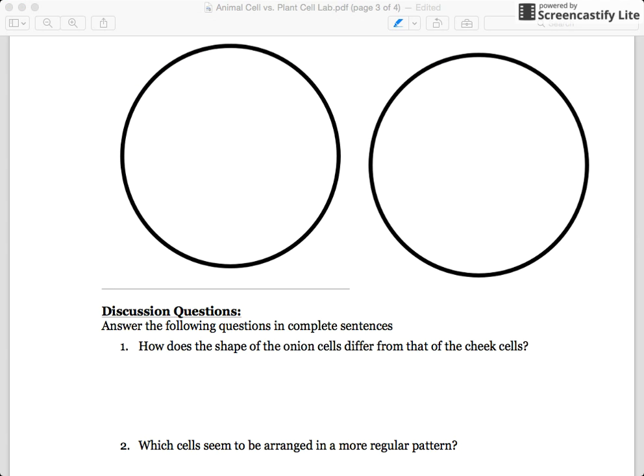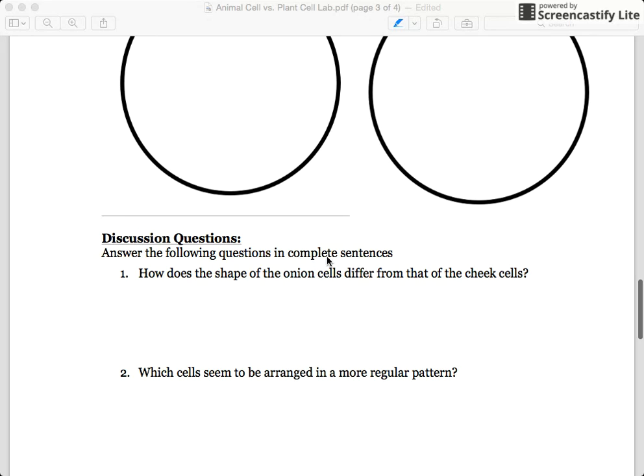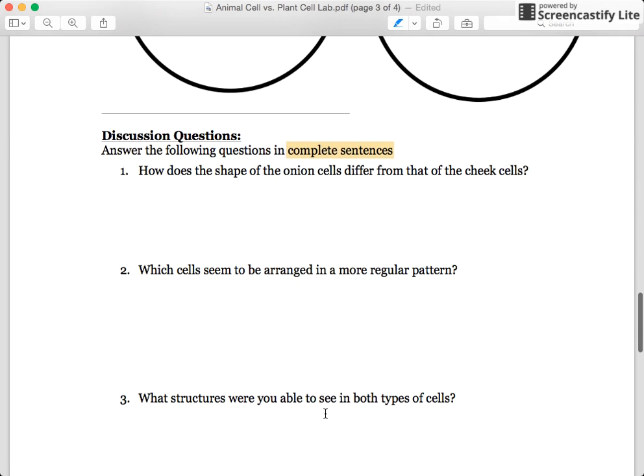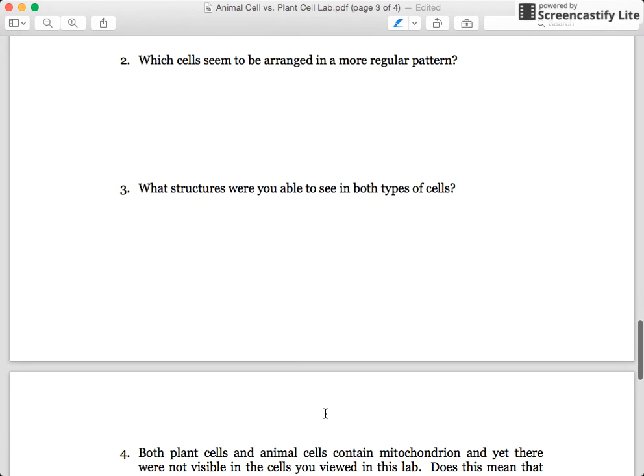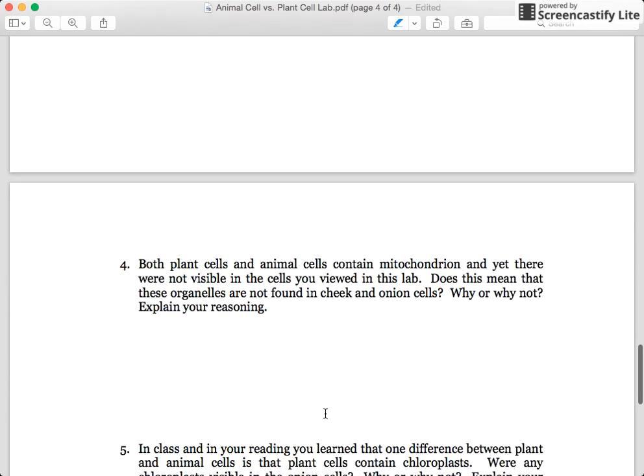So after you've done your drawings or your pictures and you labeled everything, you're going to answer a few discussion questions in complete sentences. That's really important. So the first question is, how does the shape of the onion cells differ from that of the cheek cells? Which cells seem to be arranged in a more regular pattern? What structures were you able to see in both types of cells?